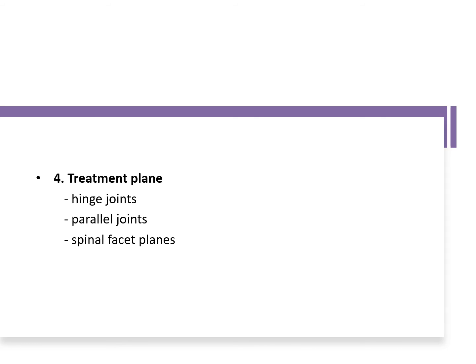Now, coming to the fourth concept, which is treatment plane. We know that the plane and axis change according to the type of joint. There is a variety of joints in our body, like hinge joints, parallel joints, spinal facet planes. So if you want to apply a technique on different joints, you need to change the treatment plane.